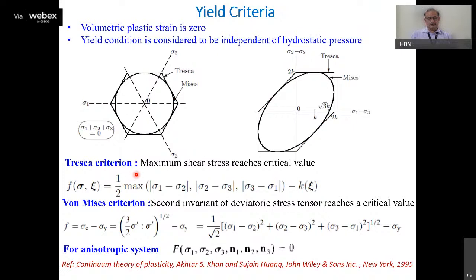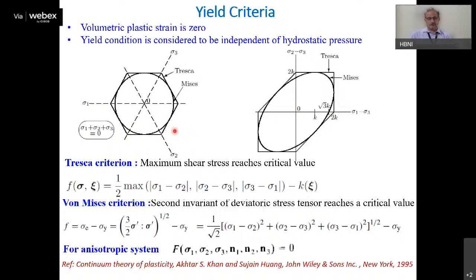These are the Tresca criterion. In the case of the Tresca criterion, you define the yield surface as the surface at which the shear stress reaches some critical value. So this hexagon that you see here defines the Tresca. Whatever the difference in the principal components of the deviatoric stress tensor is, those define your shear stresses. So whichever is maximum, you take that into account, and when it reaches some critical value, which is defined by this constant, then you reach the yield condition.